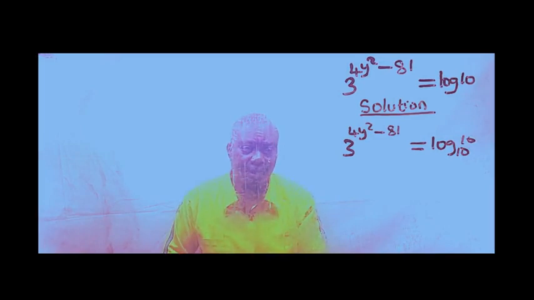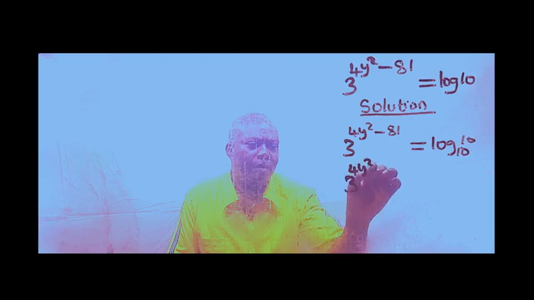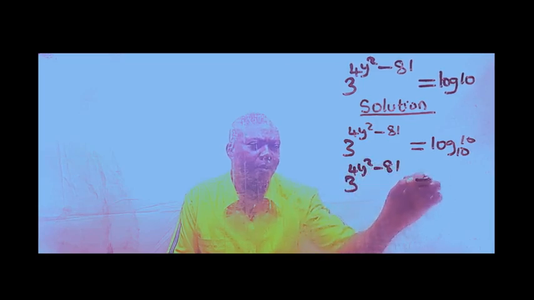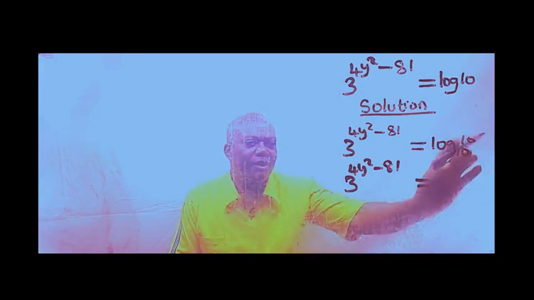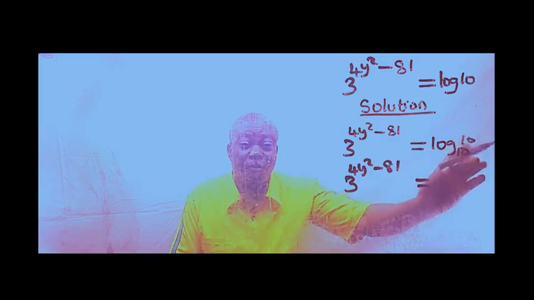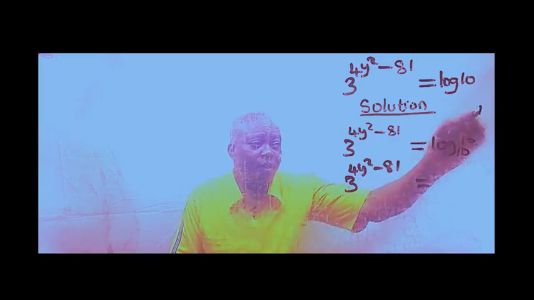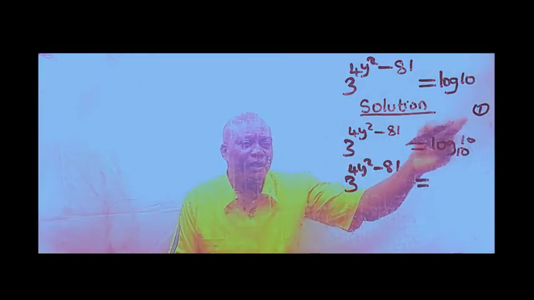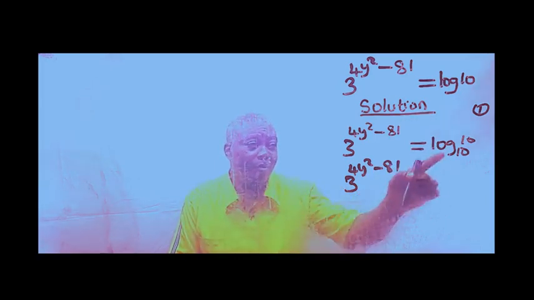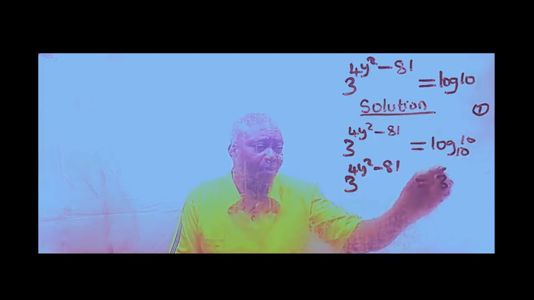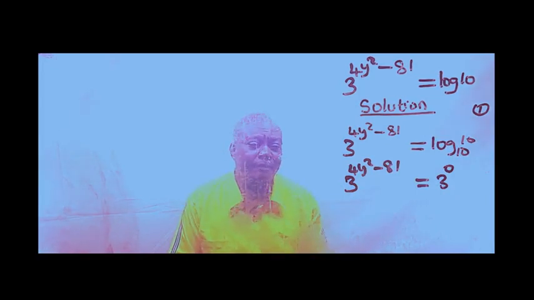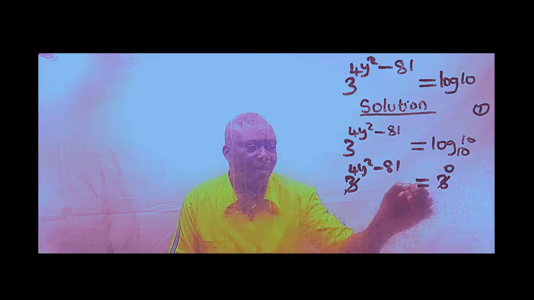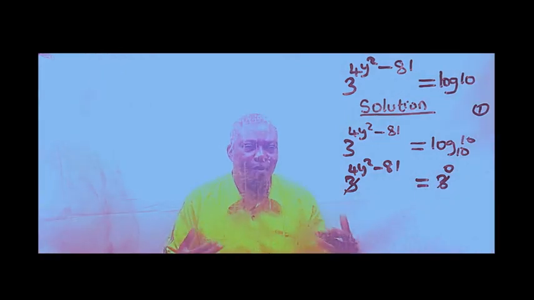Let's continue again. So you have 3 power 4y squared minus 81 equals log 10 to base 10. Since the log and the number are the same, we take this to be 1. Any number raised to power 0 is 1. So instead of 1, I write 3 to power 0. So the bases will not cancel out.